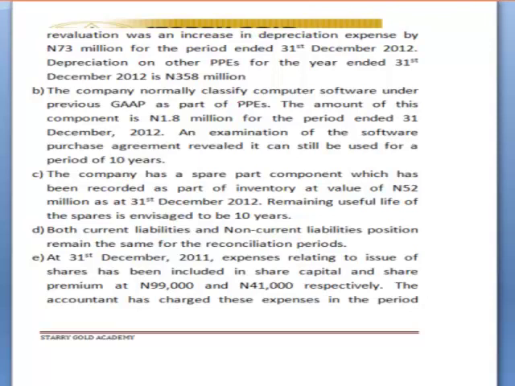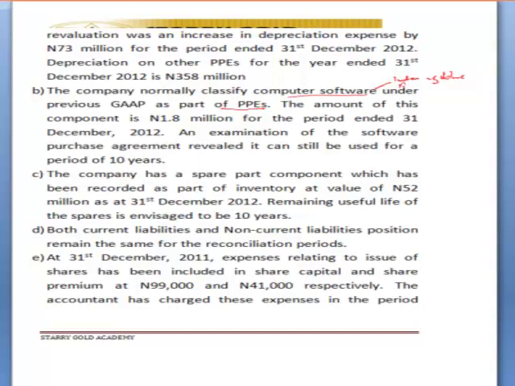Now, we also have the B part. The company normally classifies computer software under previous GAAP as part of property, plant and equipment. The amount of this component is 1.8 million for the period ended 31st December 2012. An examination of the software purchase agreement review shows it can still be used for a period of 10 years. Now if you look at what we have here, the computer software under previous GAAP, the issue is that he has classified this as part of PPE, and this should have been what? Intangible assets.